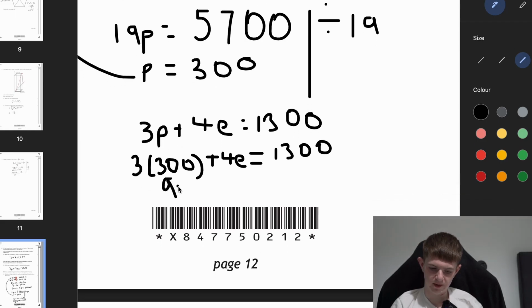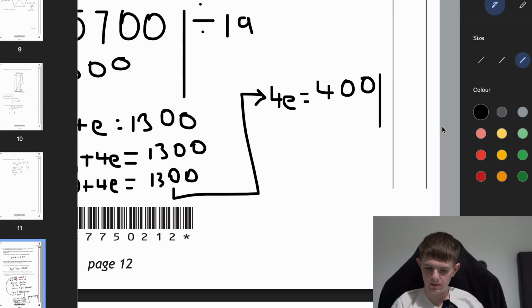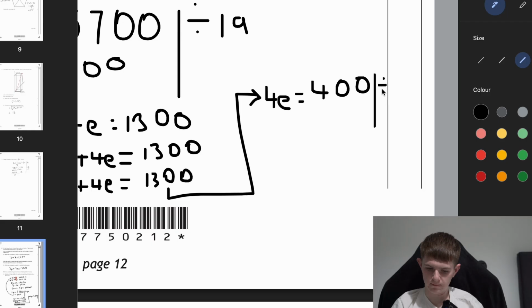3 times 300 will get you 900. Add 4e equals 1,300. Run out of space here, so I'm just going to drag it up here. I'm going to subtract the 900 here, so I've got 4e equals 400, and then divide that by 4. So e is 100.